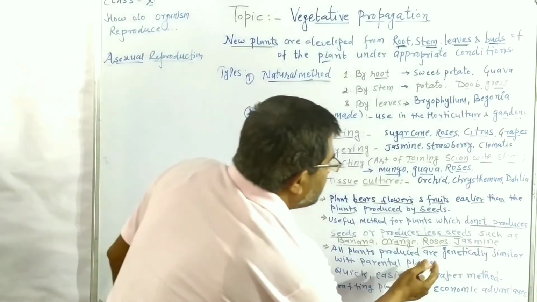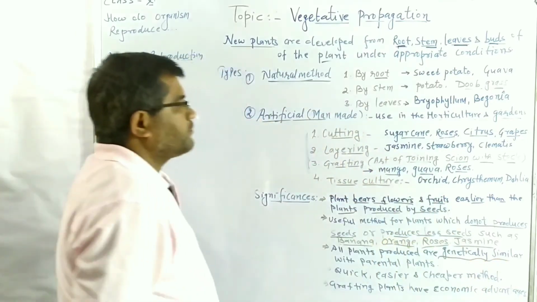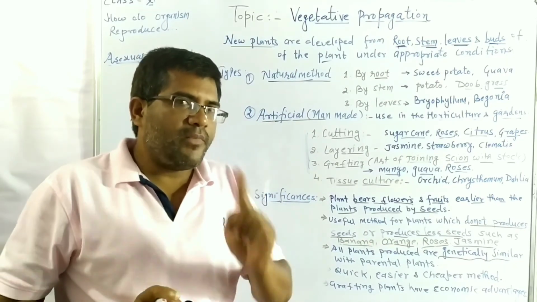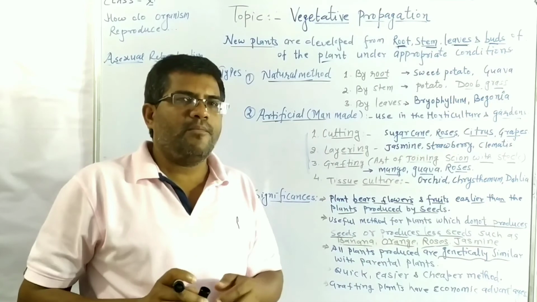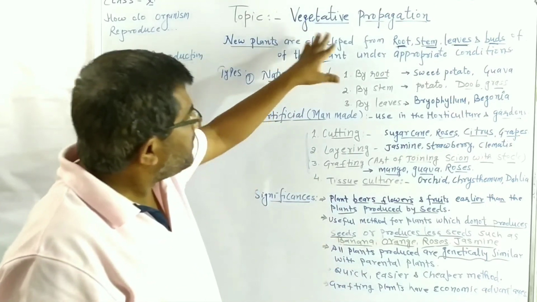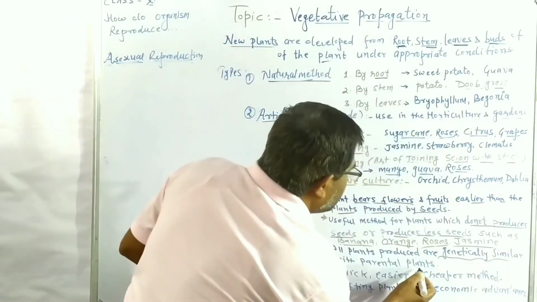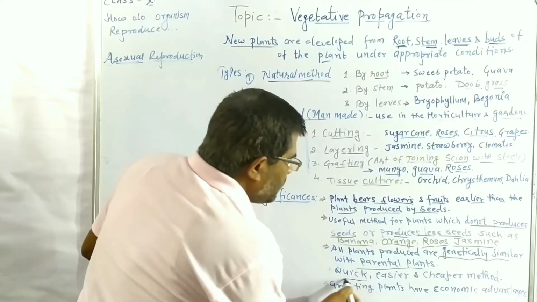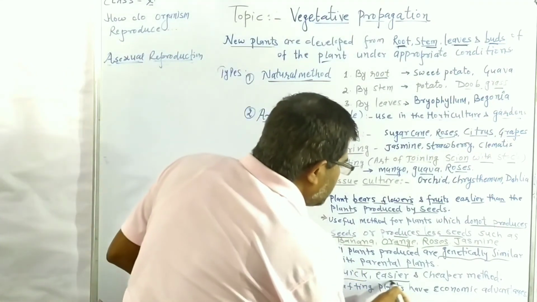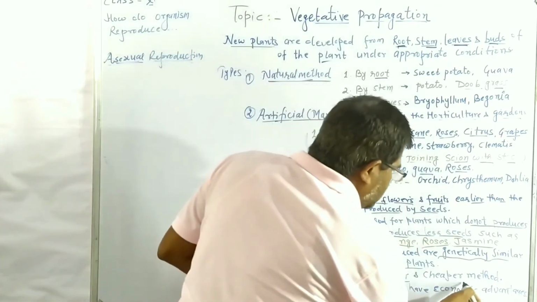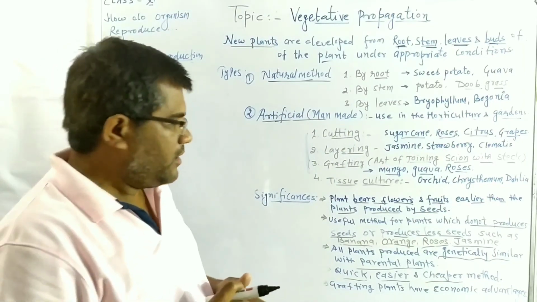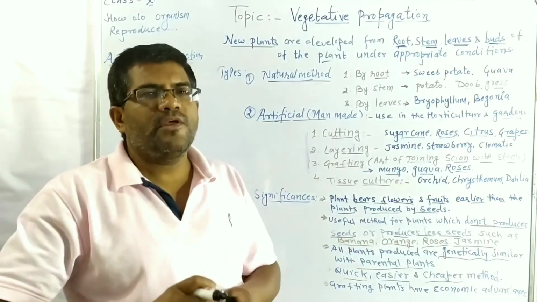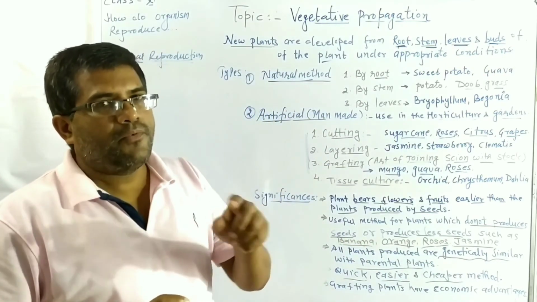Third, all plants produced are genetically similar. If one carrot plant is taken, many similar carrot plants are produced. If one mango plant is there, similar mango plants are produced. It means the new plants which are formed are genetically similar to their parents. That is the third advantage of vegetative propagation. It is a very quick, easy and cheap method, not costly. As I told you, thousands of plants can be grown together in the tissue culture method.